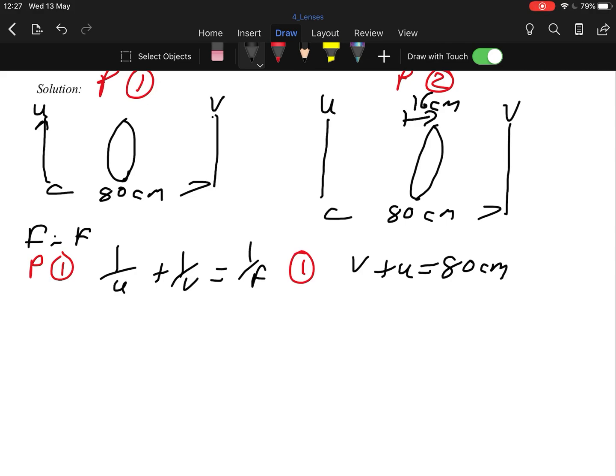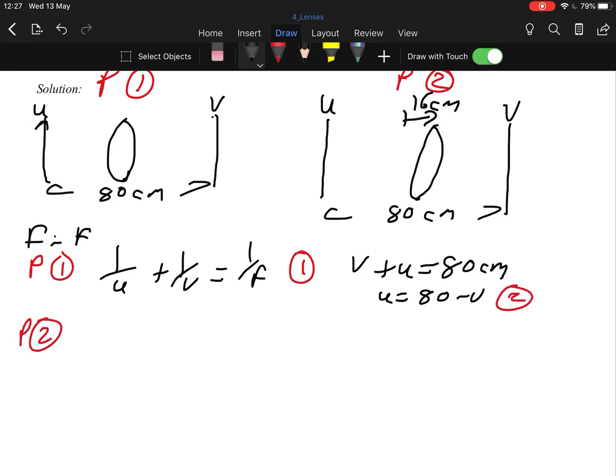So now again, you can do either one. What are we looking for here actually? Find the focal length of the lens. Right, so you can either have u equals 80 minus v, or v equals 80 minus u, either one. Again, you will get the same answer in the end. I found u first, u equals 80 minus v, okay? And I call that 2.